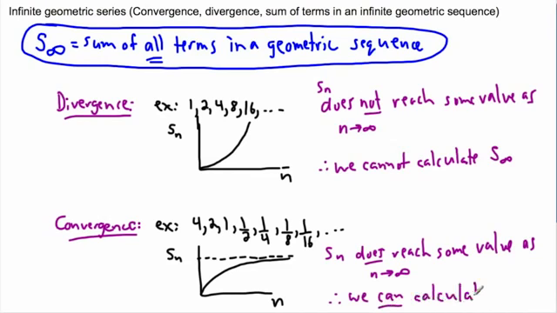We can actually figure out what happens when you add up all the terms. You add up an infinite number of terms. So there we can calculate S of infinity here. And the way we actually do it, we have an equation. It turns out the original equation that we looked at for a geometric series actually becomes this.